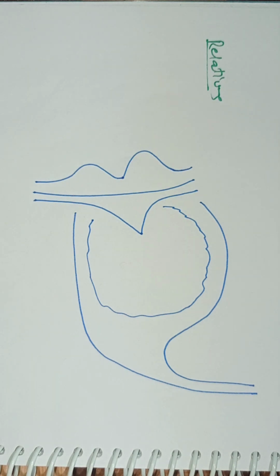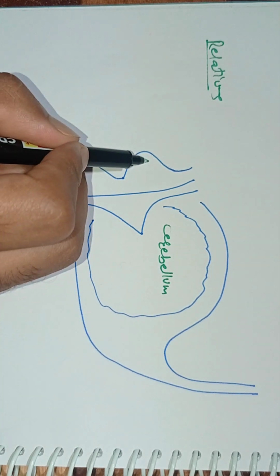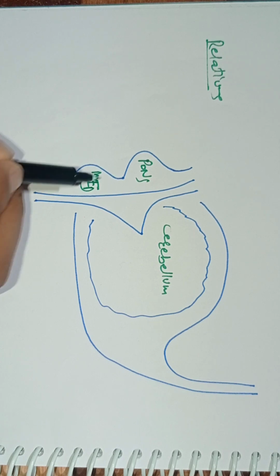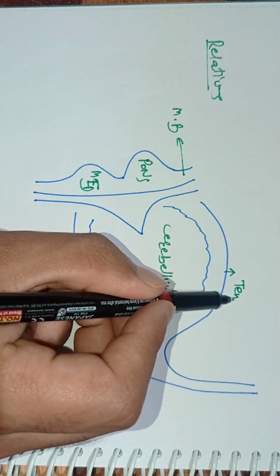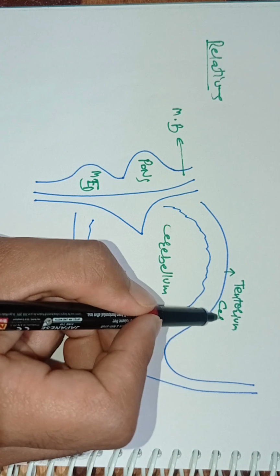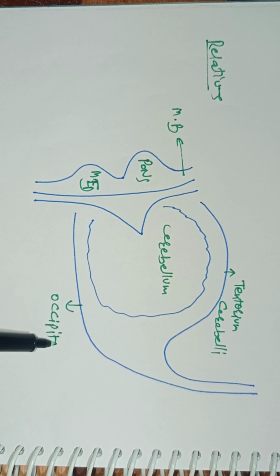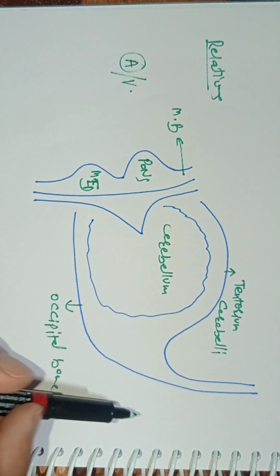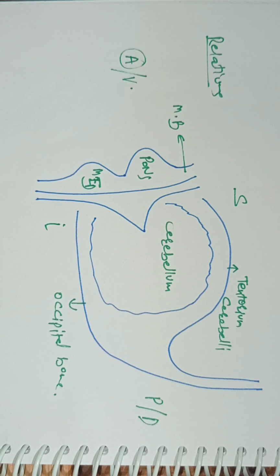Now we will name the different structures in this diagram. This structure right here is our point of discussion, that's cerebellum. This is pons. This is medulla oblongata, medulla. Here is midbrain. The superior side is tentorium cerebelli, and this right here is occipital bone. This is the anterior side or the ventral side. This is the posterior side or the dorsal side, and this is the superior side, and this is the inferior side. Easy. Now draw this diagram.